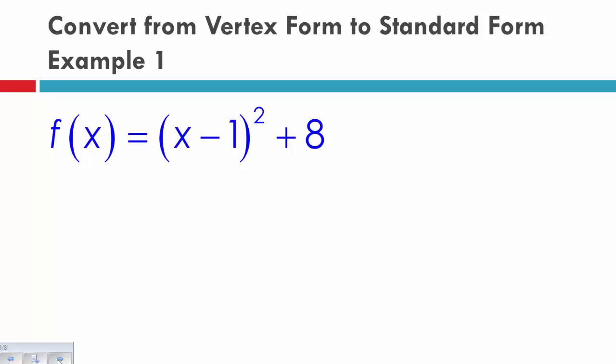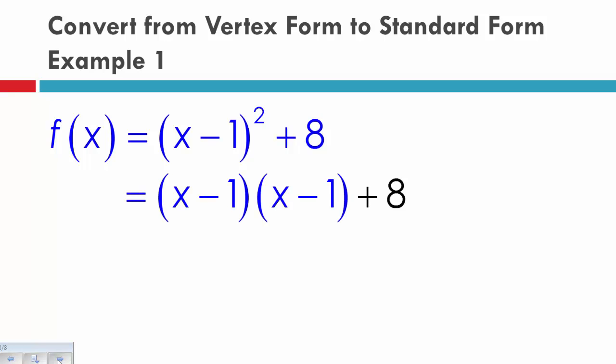Write this example down. The first thing we're going to do is distribute out the x minus 1 times x minus 1. You're going to have 4 terms when you do that. Don't forget to bring down the plus 8. You'll see that I've changed the color of it so that it emphasizes that you need to bring that down. Now combine your like terms and don't forget to put f of x out front.